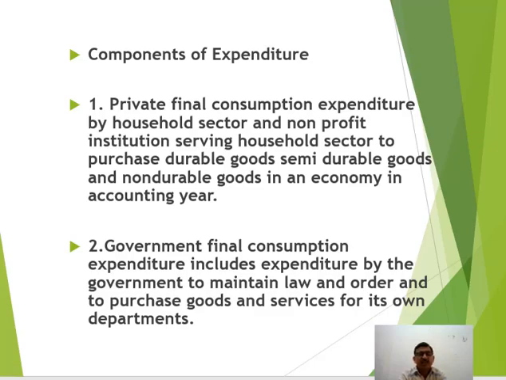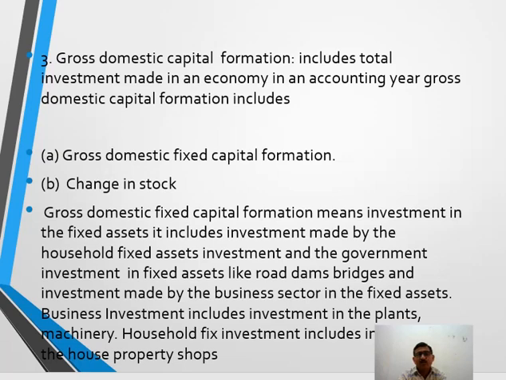Third component of the expenditure method is gross domestic capital formation. It includes total investment in an economy in an accounting year. Basically, gross domestic capital formation includes gross domestic fixed capital formation and change in stock. Gross domestic fixed capital formation means total investment in fixed assets. This investment is made by the household sector, business sector and government sector. The household sector makes fixed investment in houses and shops, whereas business makes fixed investment in plant and machinery, and government makes fixed investment in roads, dams, bridges, etc.